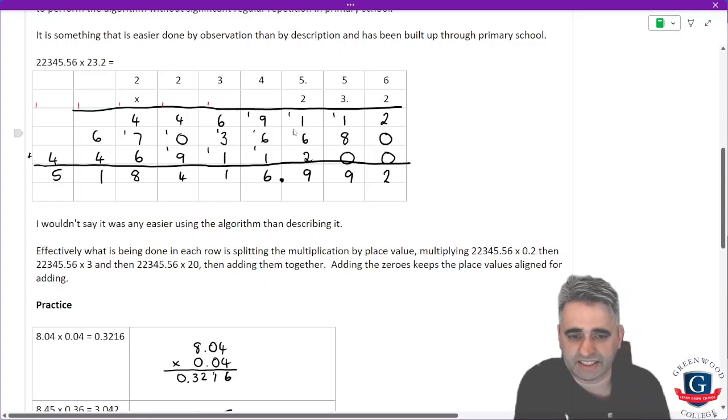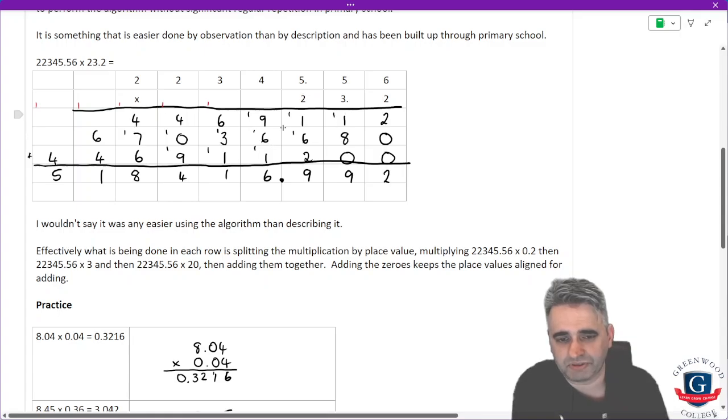3 6s are 18, carry the 1. 3 5s are 15 and 1 is 16, carry the 1. 3 5s are 15 and 1 is 16, carry the 1. 3 4s are 12 and 1 is 13, carry the 1. 3 3s are 9 and 1 is 10, carry the 1. 3 2s are 6 and 1 is 7, 3 2s are 6.